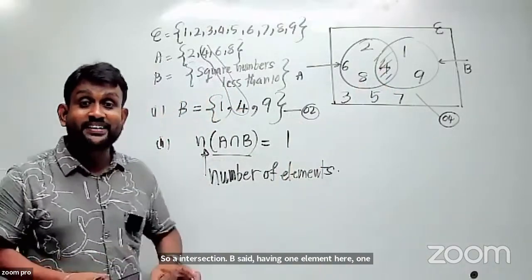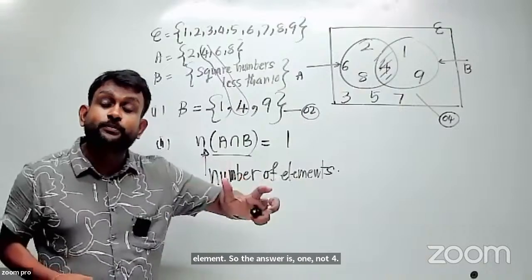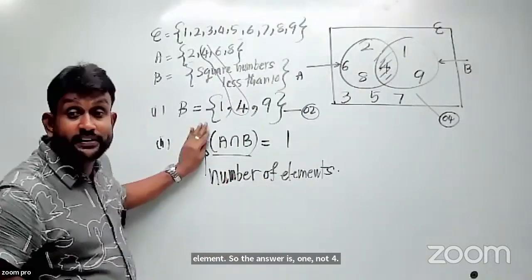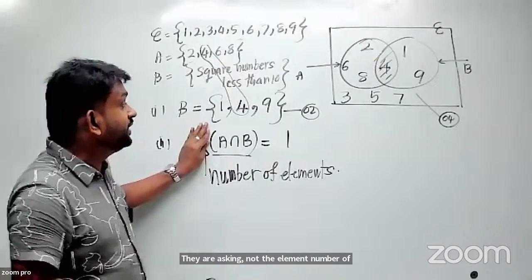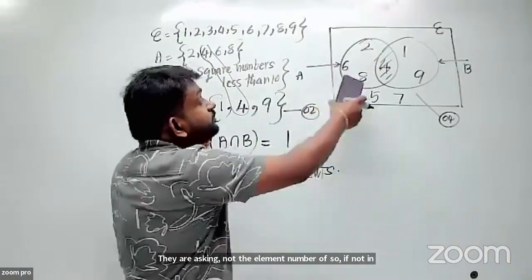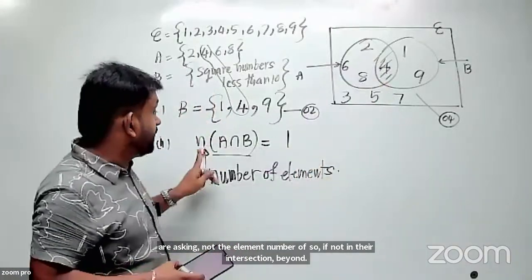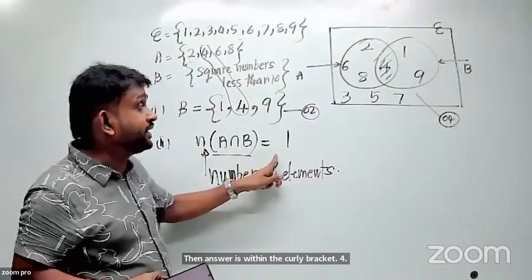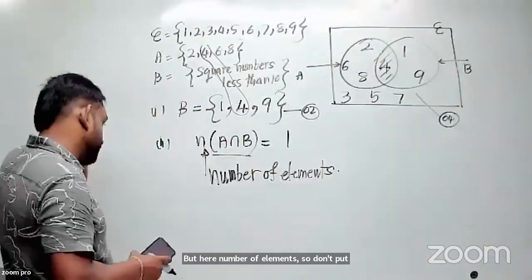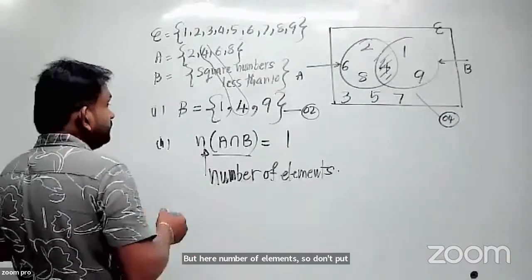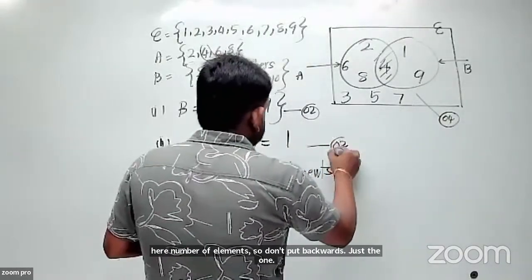They are asking not for the element, but the number of elements. If they asked only for A intersection B, then the answer would be within curly brackets, {4}. But here it is the number of elements, so don't put curly brackets, just the answer 1. Okay, for that one, 2 marks.